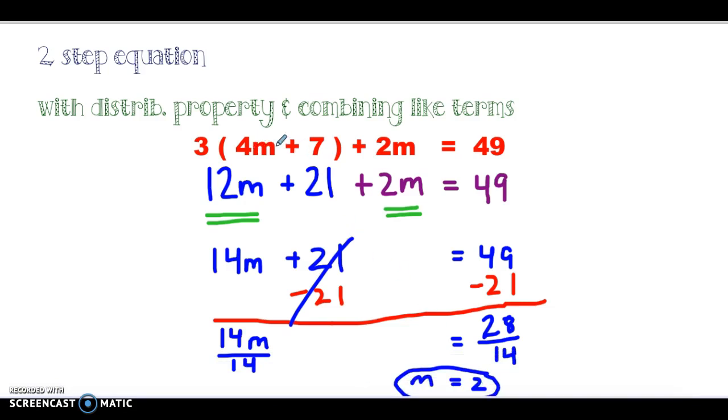Again, I can come back in here and check it by plugging in m equals 2. So 4 times 2 is 8. So 8 plus 7 would be 15. So this whole thing will be 15 right here. And then over here I have 2 times 2, which is 4. So I have 3 times 15, which is 45, plus 4, which is 49. So it checks. That's all for now.